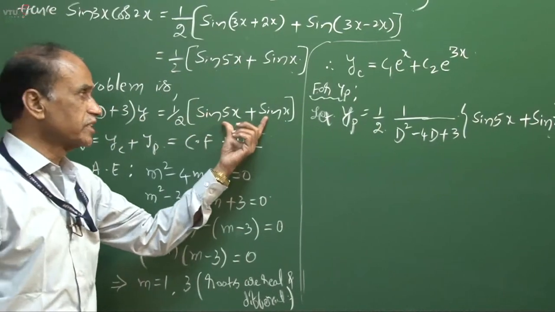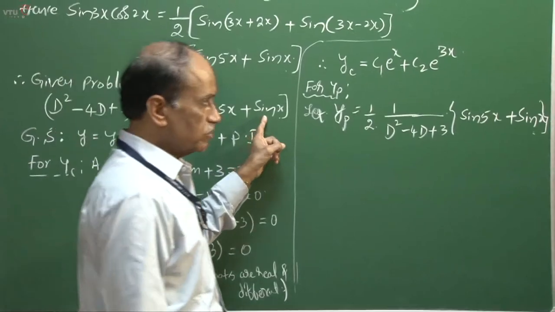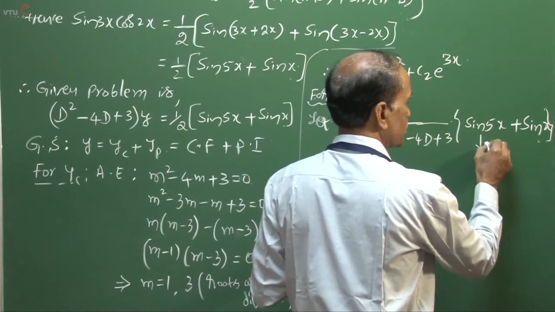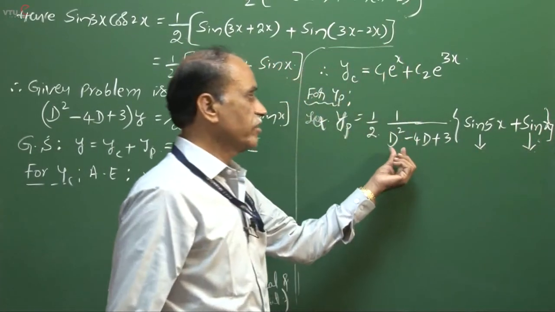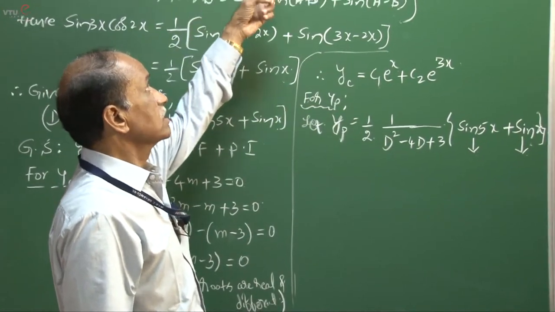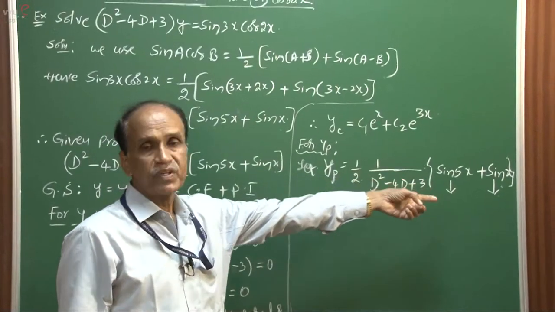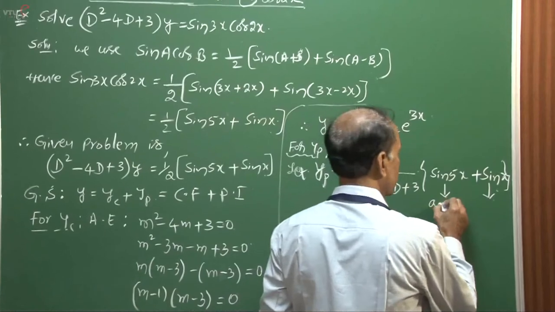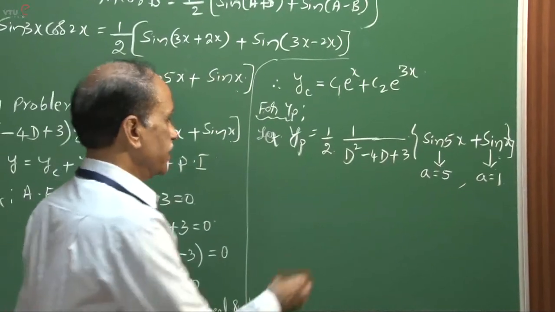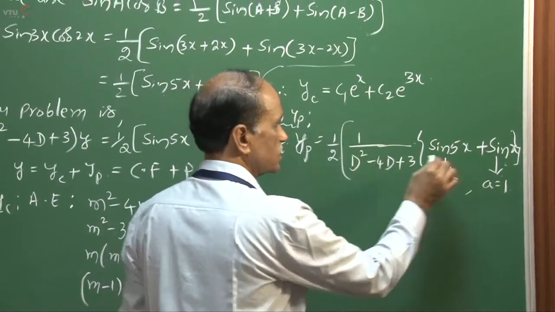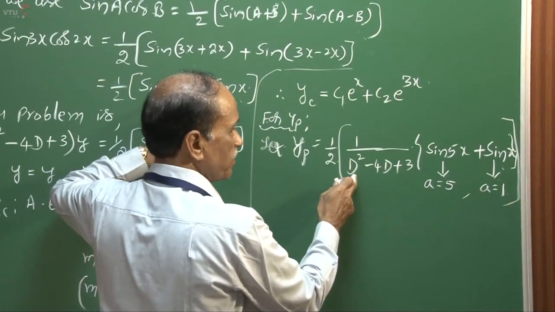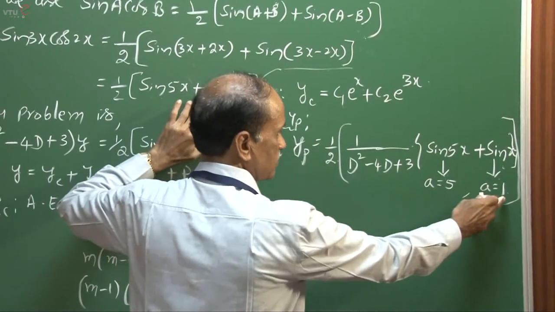You have two trigonometric functions: one is sine 5x and the other is sine x. Now, for trigonometric functions, you have to replace the value of d square in both. Whenever it is sine ax or cos ax, replace d square by minus a square. What is the value of a? a is equal to 5 here and a is equal to 1 in the second case. Then 1 by 2 is multiplied to both the terms.